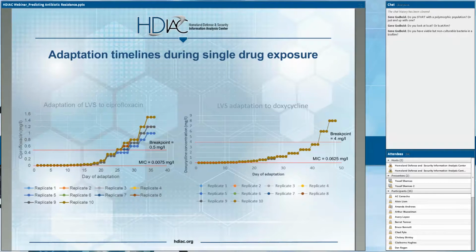And so we were curious to say, well, if you become resistant to doxycycline, does that make it easier or harder for you to become resistant to ciprofloxacin, for instance?